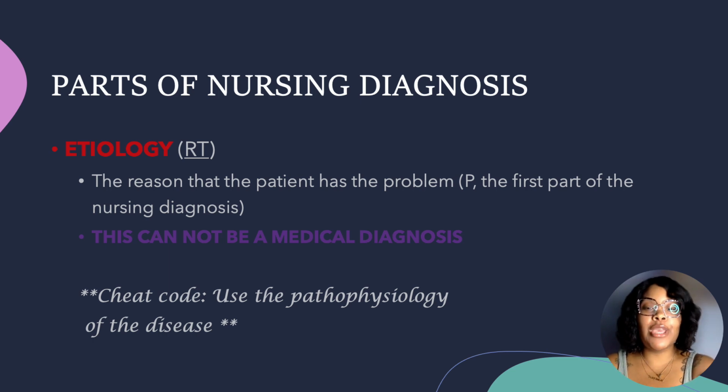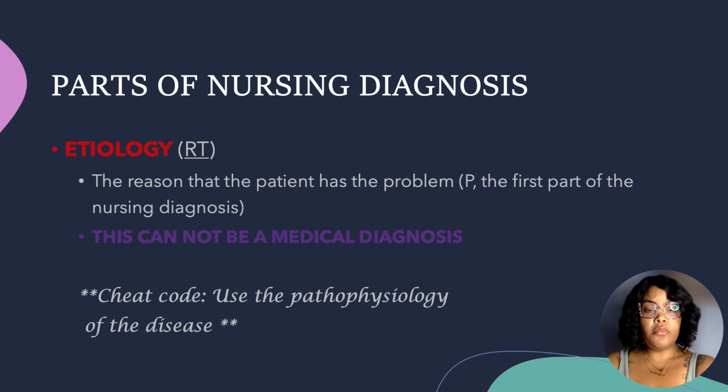Now, here goes the tricky part. In the etiology part of your nursing diagnosis, that cannot be your medical diagnosis. But I have a cheat code for you: use the pathophysiology of the disease. I would Google what is the pathophysiology of a stroke. In other words, it is a cerebral infarction, basically some type of blockage in the brain.